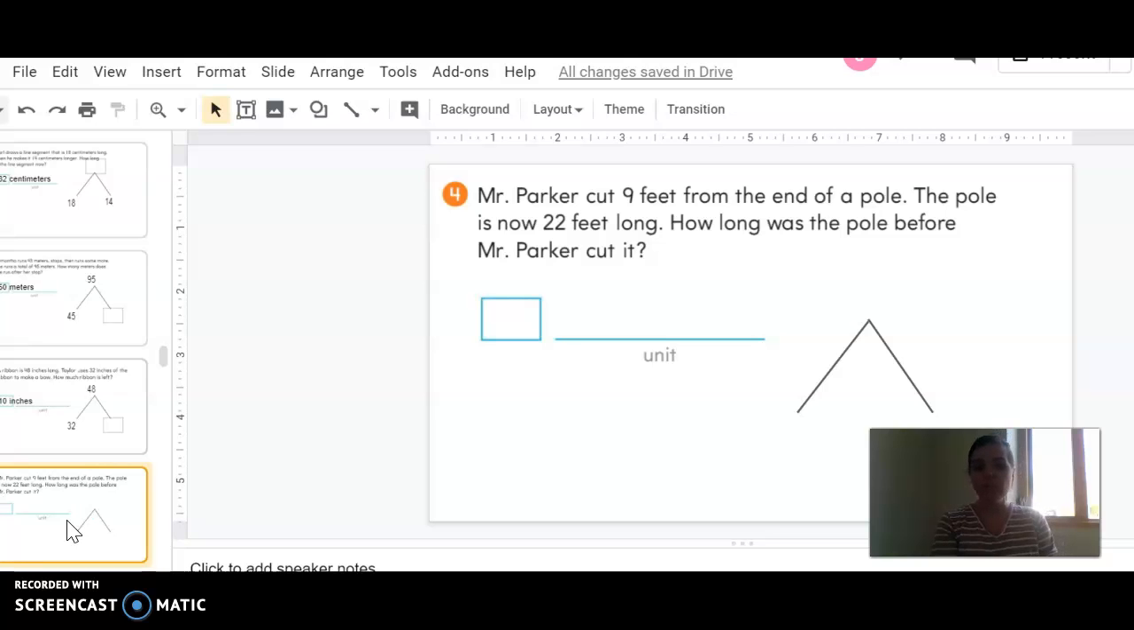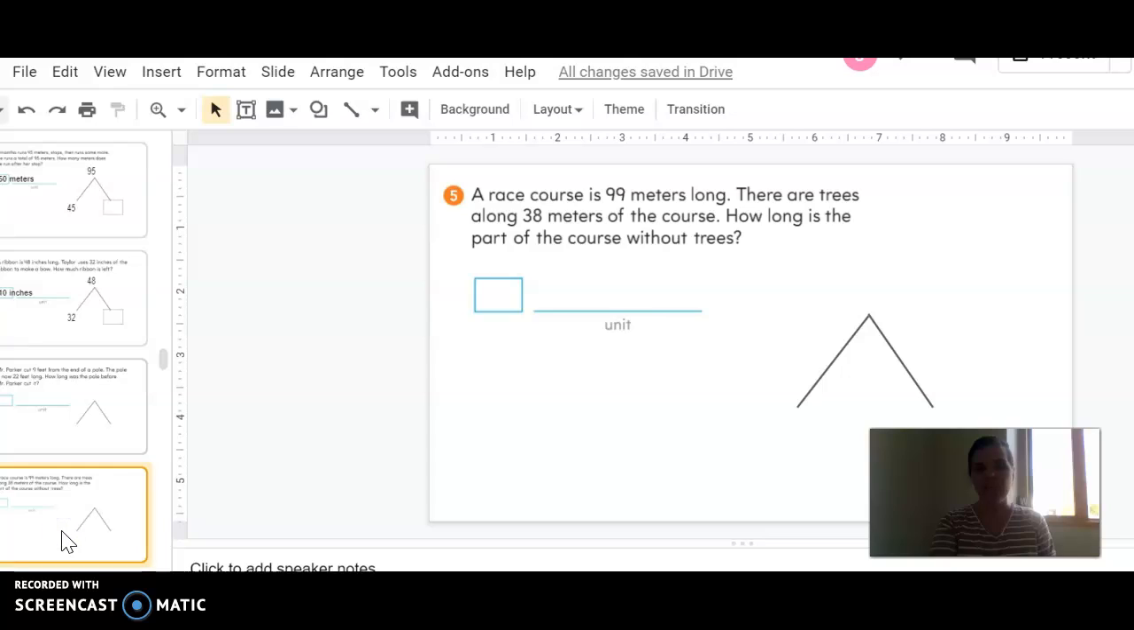No. So it was 22 feet long, so that's one of our addends that goes at the bottom, plus the 9 feet he cut. That's our second addend that goes at the bottom. So then we have to add 22 plus 9 more equals what? Then go ahead and put your answer with your label. Hit pause until you finish this one. When you're ready, hit play.